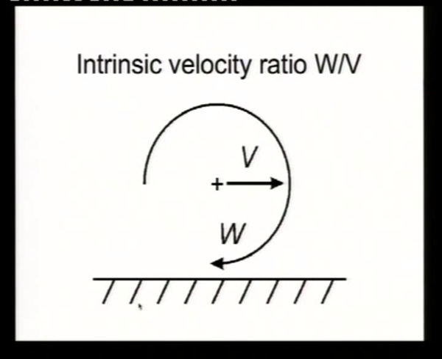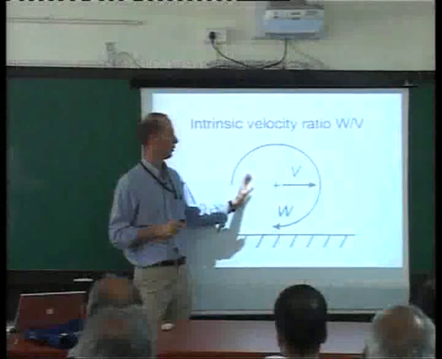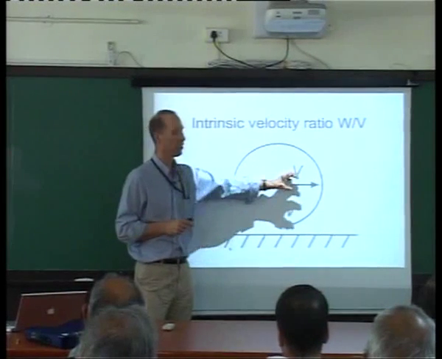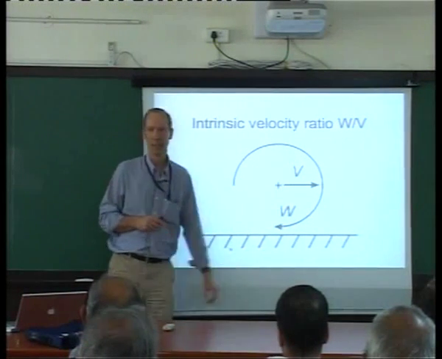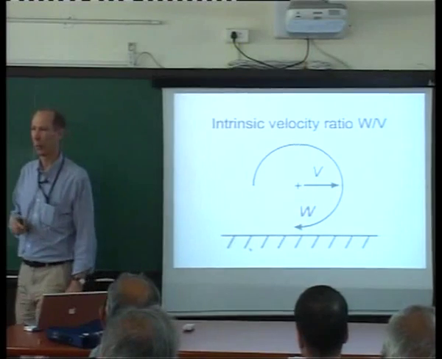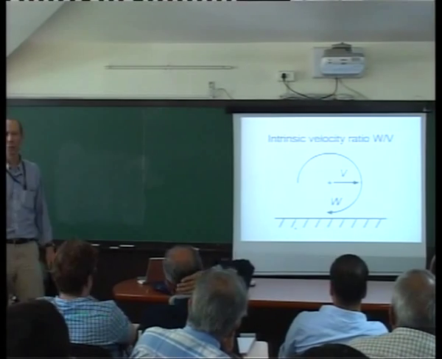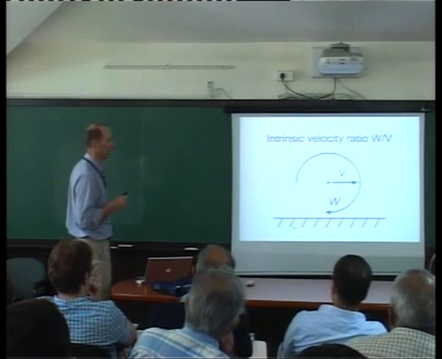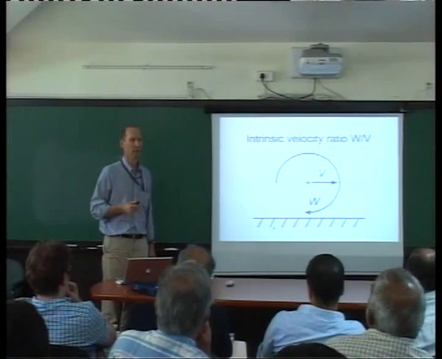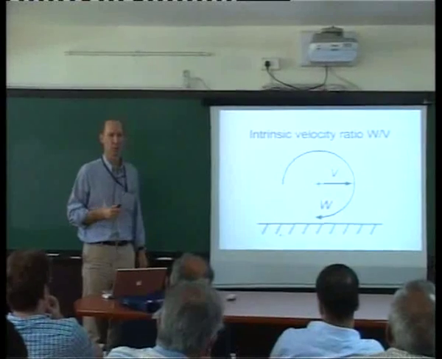an argument that when a vortex is near an interface or a surface of any type, like the stratified interface that we just saw, there's an intrinsic velocity ratio, the ratio of the rotational to the translational speed. It's a measure of the stationarity of the vortex with respect to the surface. And I'm going to try to persuade you that that parameter is critical any time a vortex is near a surface.